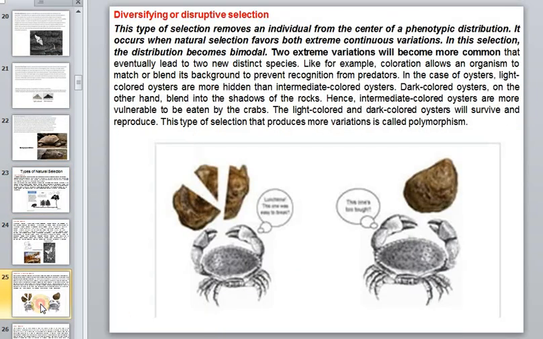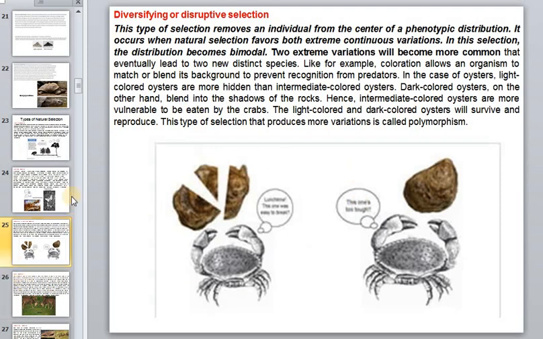And the next one, diversifying or disruptive selection. This type of selection removes individuals from the center of the phenotypic distribution, or occurs when natural selection favors both extreme variations. In this selection, the distribution becomes bimodal. Two extreme variations become more common and eventually lead to two new distinct species, like in this case with the crab.